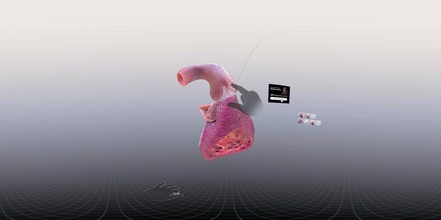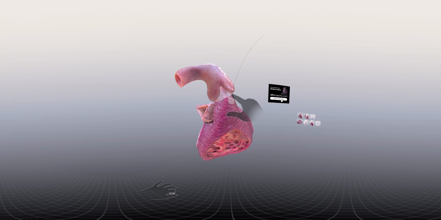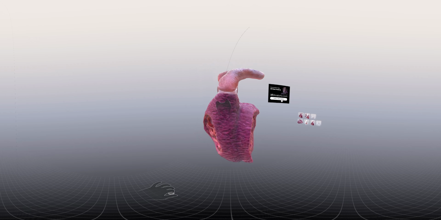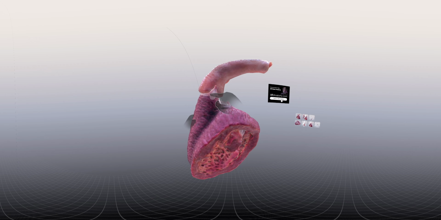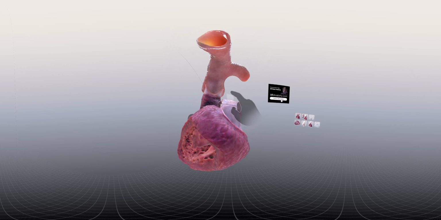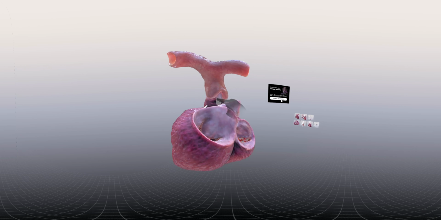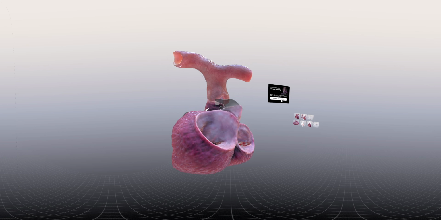Taking a closer look between the sinuses of the pulmonary trunk, we can observe the interleaflet triangles. These are fibrous anatomical structures situated at the base of the pulmonary valve leaflets, defined by the junctions where the leaflet edges meet and attach.